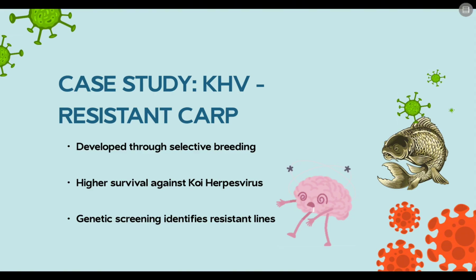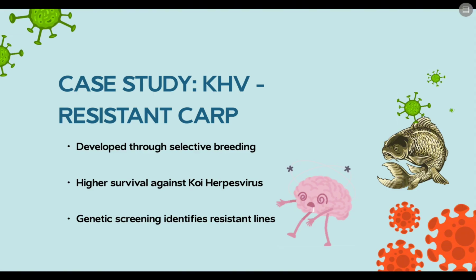And we have here the case study: KHV-resistant carp. It was developed through selective breeding, with higher survival against koi herpes virus, and genetic screening identifies resistant lines. Carp populations have been heavily affected by KHV, or koi herpes virus.